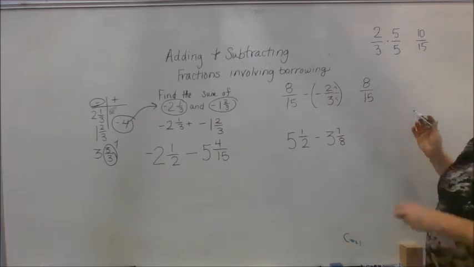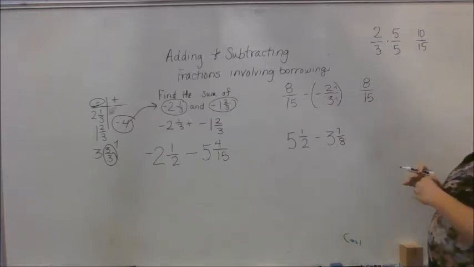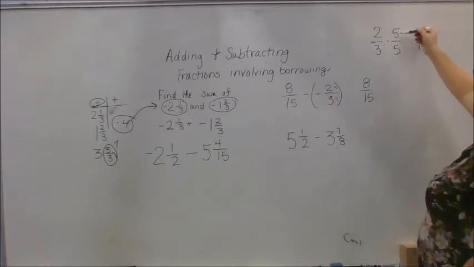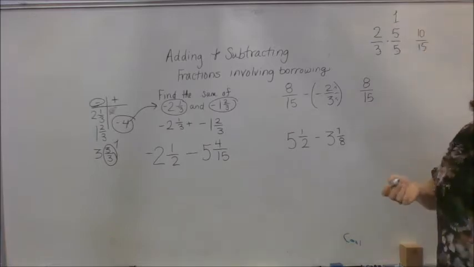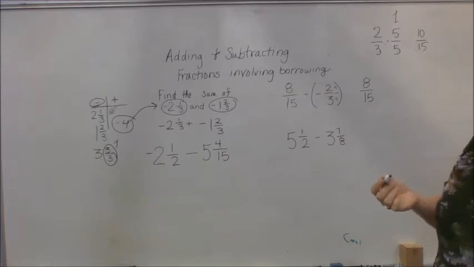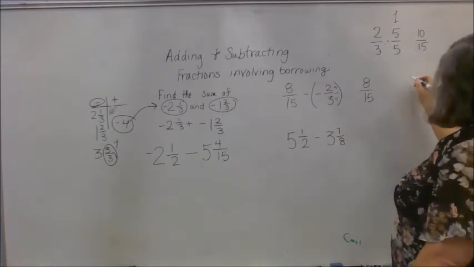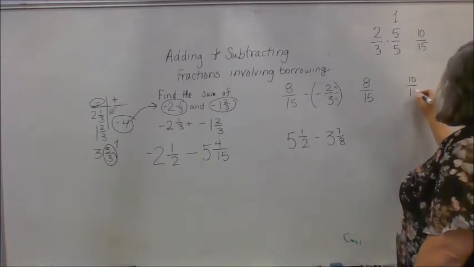I see some students writing it differently, and just know that you're not just multiplying by 5, you're multiplying by 5/5, which is really just multiplying by 1. So it didn't change the identity of the fraction. So now we have the 10/15.